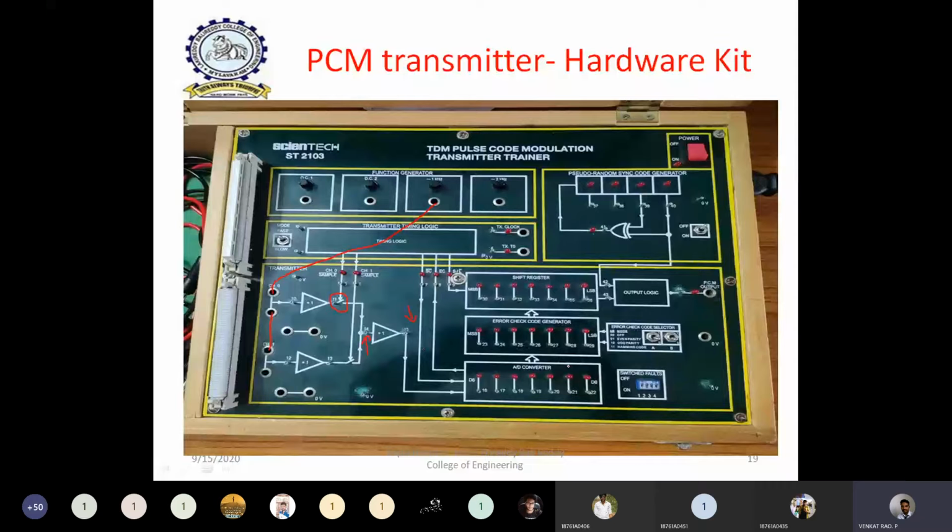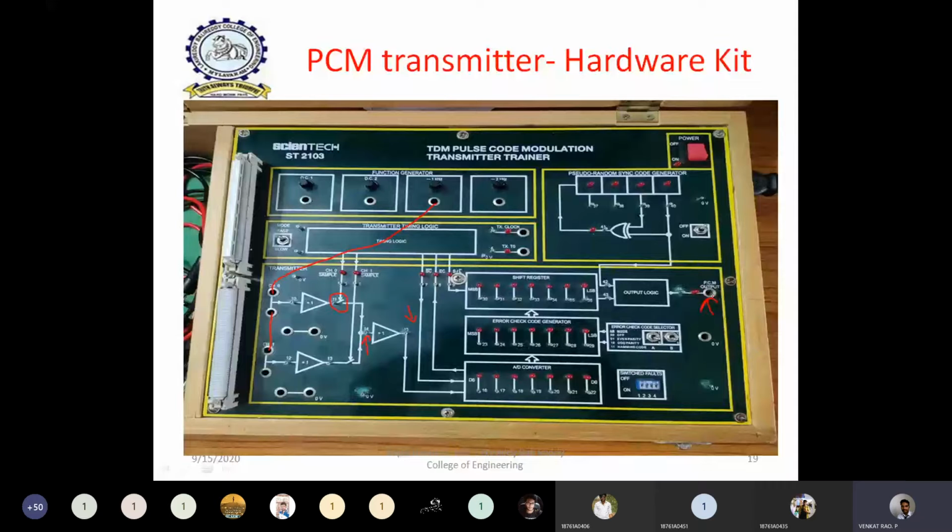So that we can observe it directly, all this bit sequence is applied to the output logic, and finally, if you observe at this particular point, that is the PCM output. If you observe this PCM output in the CRO, this bit sequence, that is, binary ones and zeros, is converted into an electrical waveform. You observe this electrical waveform is obtained.